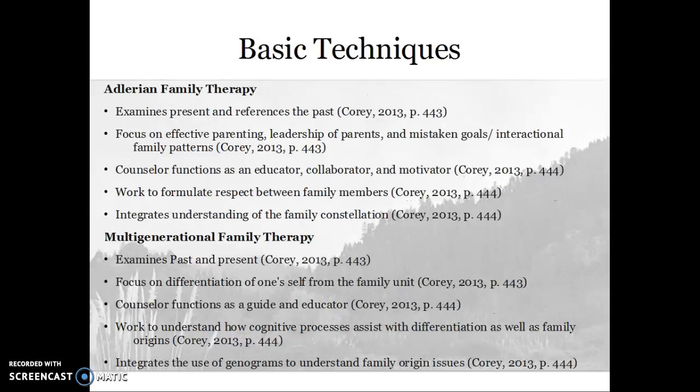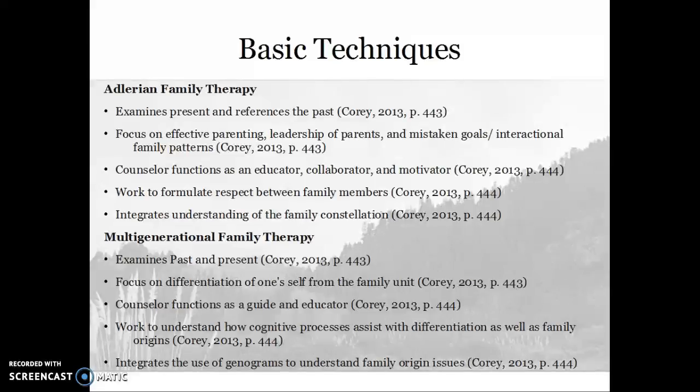Within each family system therapy model, there are differing philosophical and therapeutic views to follow. It will be best to discuss each model in brief. So when looking at Adlerian family therapy, it focuses on present issues and also references the past. There is a focus on building respectful relationships between family members, as well as the parents' ability to be effective in their parenting and function as leaders. It is accepted that these goals, through the understanding of the family constellation or family system, birth order, and the disclosure of the goals of each family member will bring forth change. Within this framework, the counselor is viewed as an educator, collaborator, and motivator.